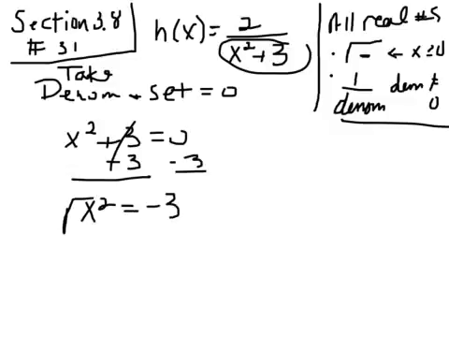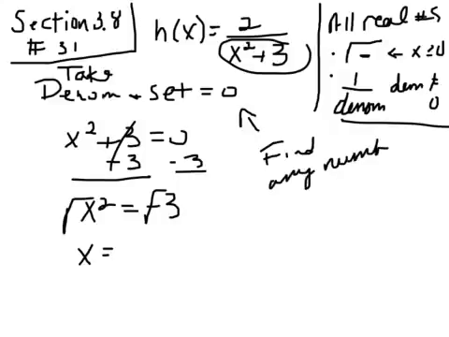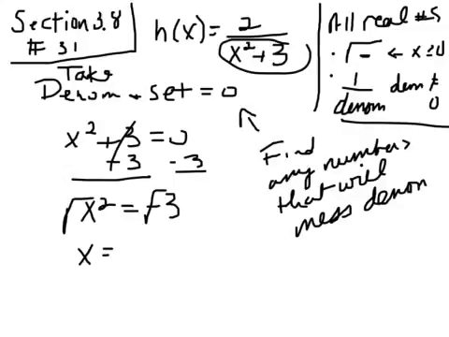Okay. If I square root both sides, what I'm doing is trying to find any numbers that will mess my denominator up, okay? I'm going to write that out here. So if there's a number that messes it up, I'll find it when I solve this little equation. Well, I get x equal plus or minus the square root of negative 3. We have to do plus or minus. If I had plus or minus the square root of negative 3, that would screw this denominator up.